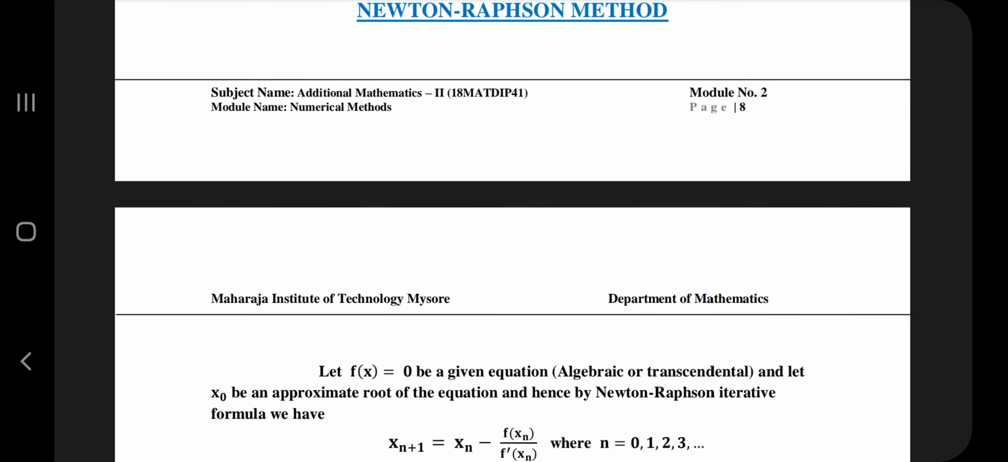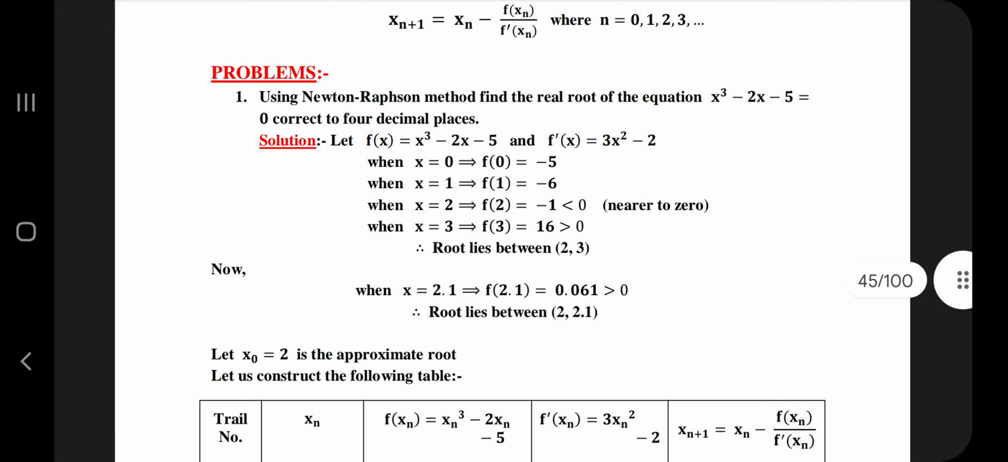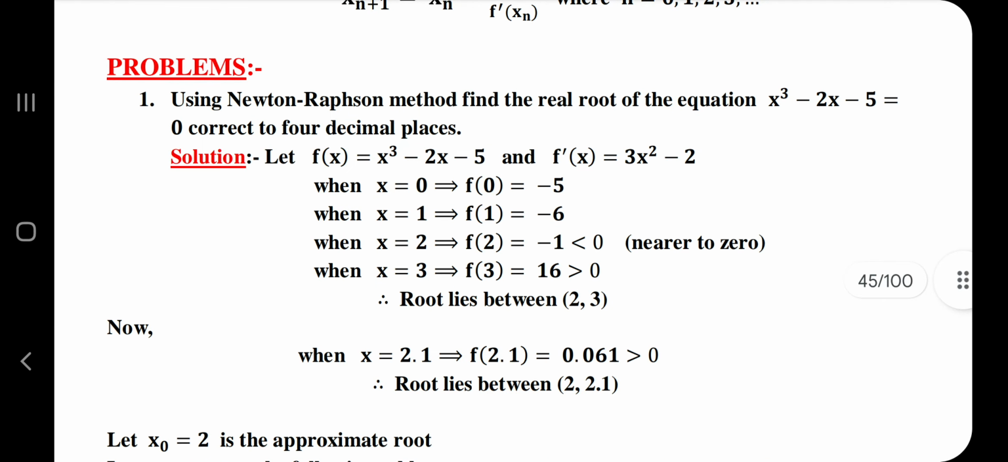Okay, so that's the second topic, and moving on to the third topic, which is the Newton-Raphson method. Let's see how the question could be asked. This is the question, and what you are supposed to do is calculate, to 4 decimal places, the real root of the equation. This equation is given to you. First, find f of x, which is the same equation. Then write f dash of x, differentiate it, and you will get it here.